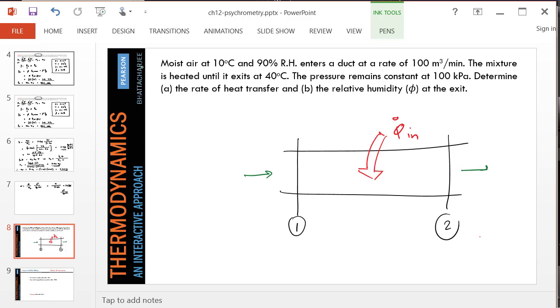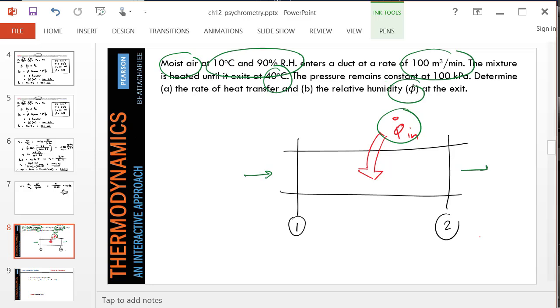Hello and welcome. In this video, we are going to analyze an open steady system, a simple tube through which moist air is flowing and is heated. The inlet conditions are supplied and the volume flow rate of the moist air is given to us. The pressure remains constant, and the exit temperature is given as 40 degrees Celsius. We are asked to find the heat transfer and the relative humidity at the exit.